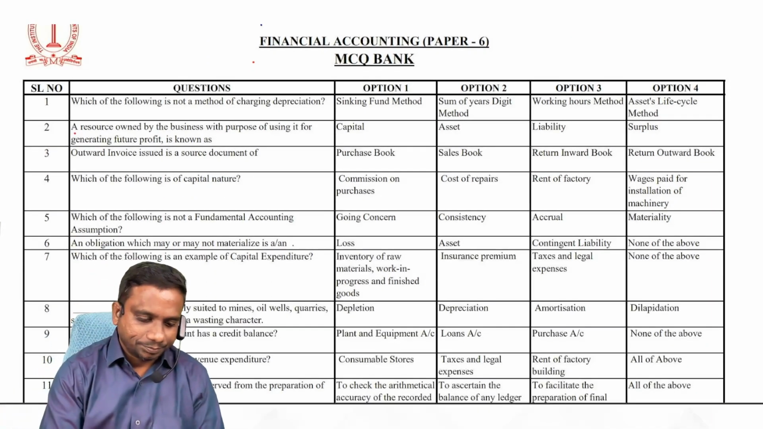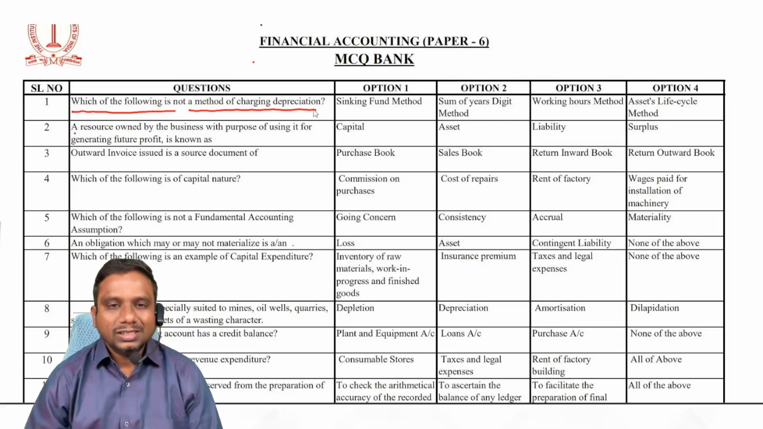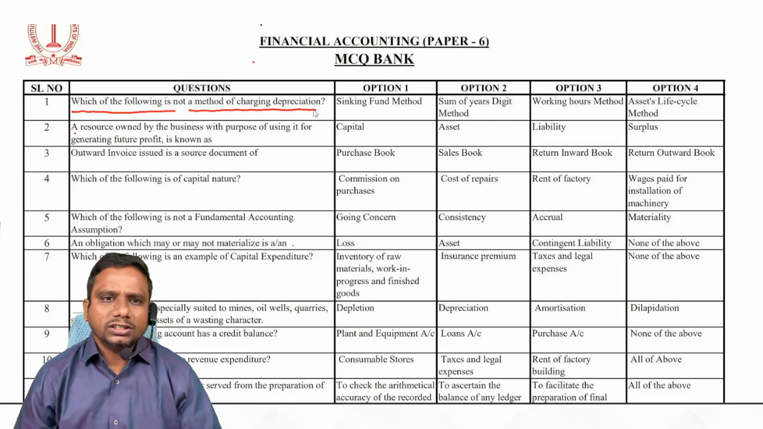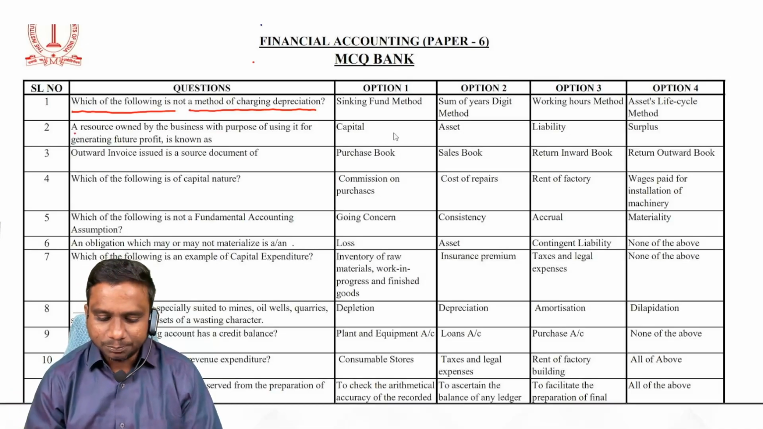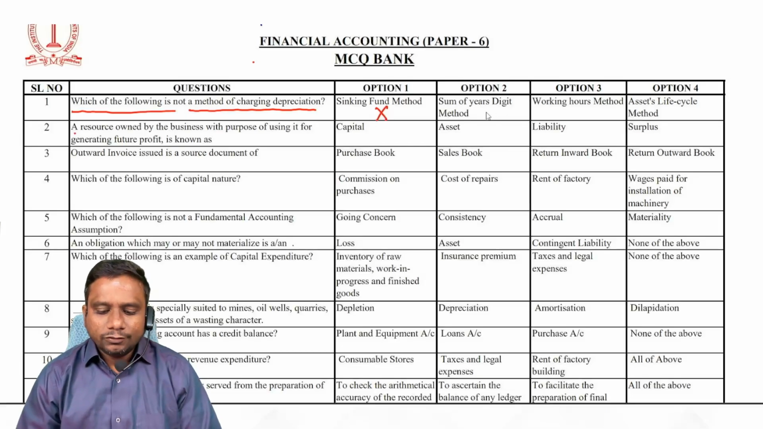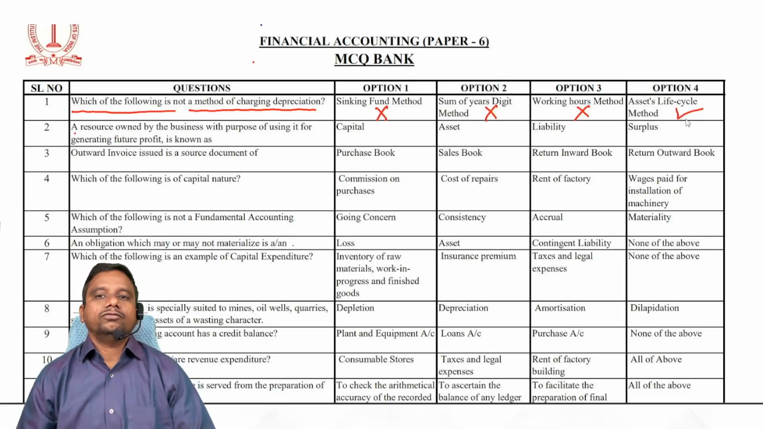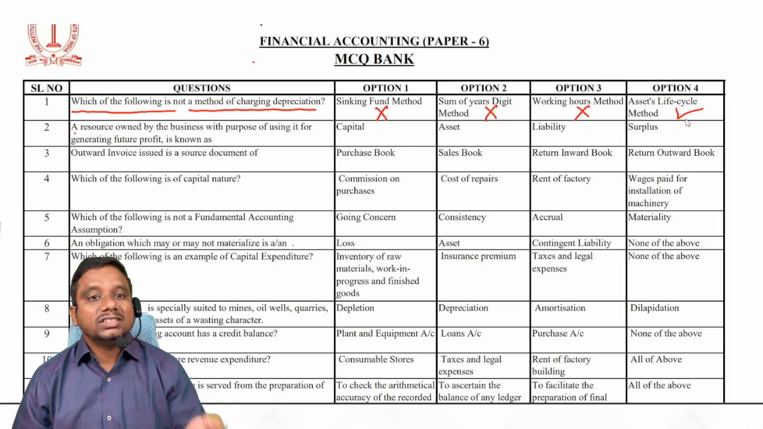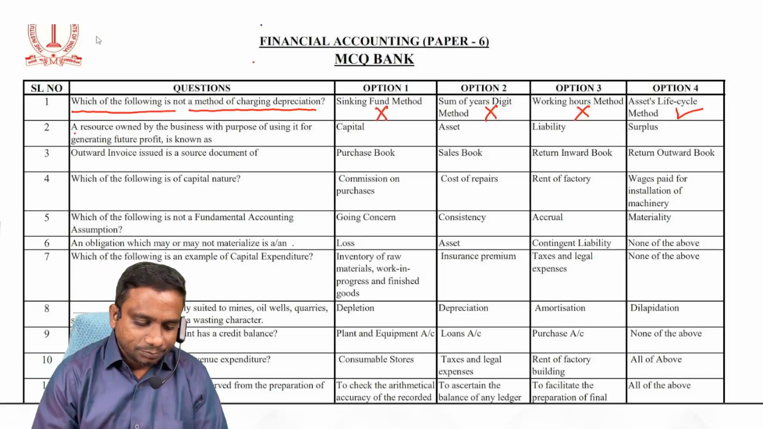Okay, first one. Which of the following is not a method of charging depreciation? We have so many methods of charging depreciation. Out of them, they are asking which is not a method of charging depreciation. Sinking fund method, yes, it is a method of depreciation. Sum of years digit method, it is also a method of depreciation. Working hours method, it is also a method of depreciation. Asset life cycle method, it is not a method of depreciation. They are asking which is not a method of depreciation. Yes or no, students?